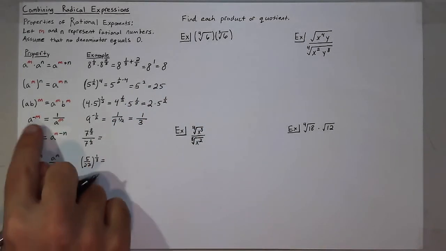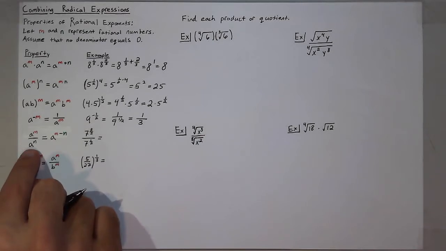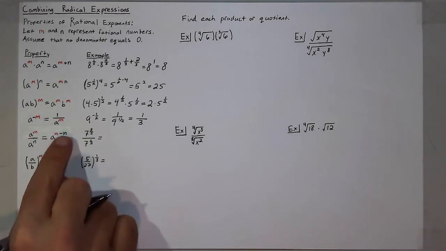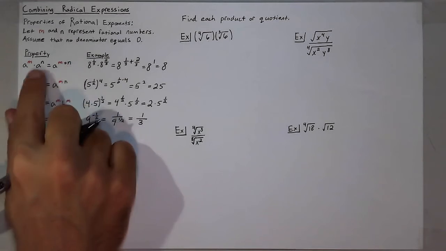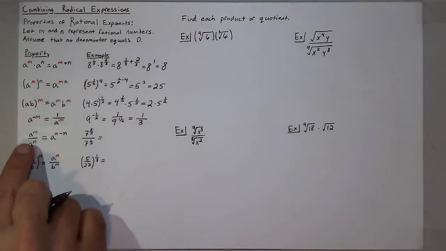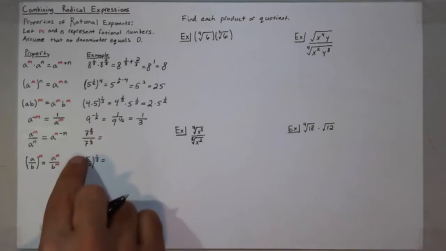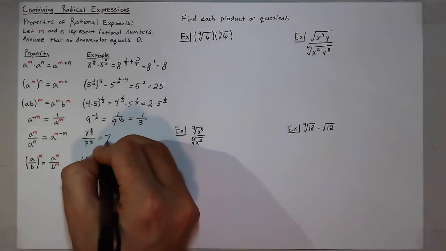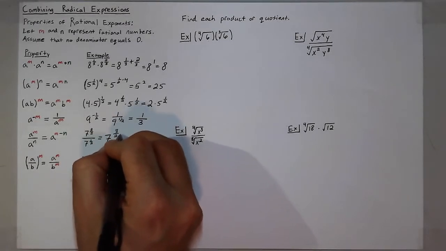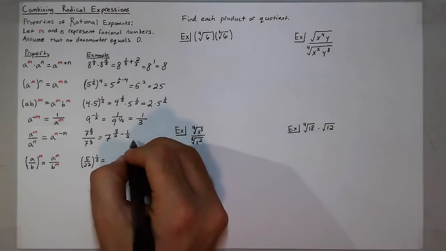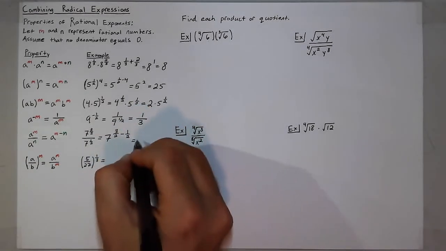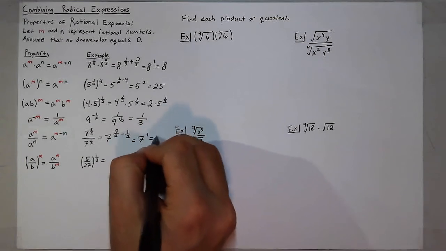When you divide two terms with the same base, you can subtract their exponents. So whenever you multiply, you add the exponents, but whenever you divide, you subtract. So if I have 7 to the 3/2 divided by 7 to the 1/2, that can be rewritten as 7 to the 3/2 minus 1/2, which is 1. So you get 7 to the first, which is just 7.